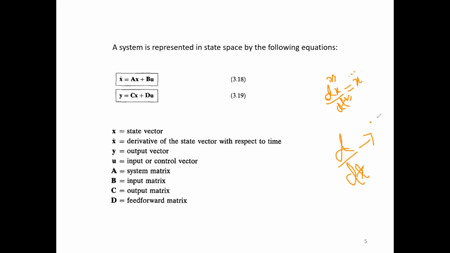d by dt represents the derivative. If you have the x, and then you differentiate it with respect to time or whatever, then d by dt of x is equal to x dot. Okay, that is the x dot.